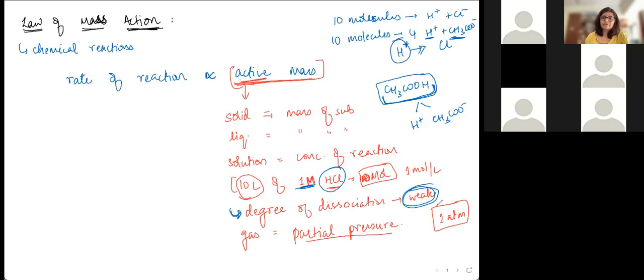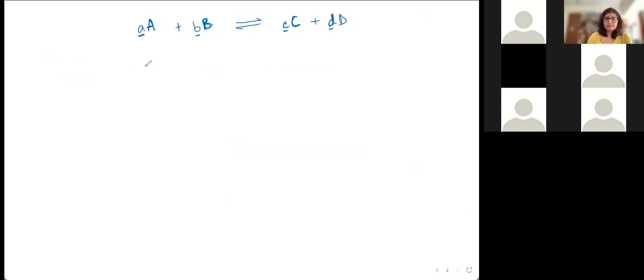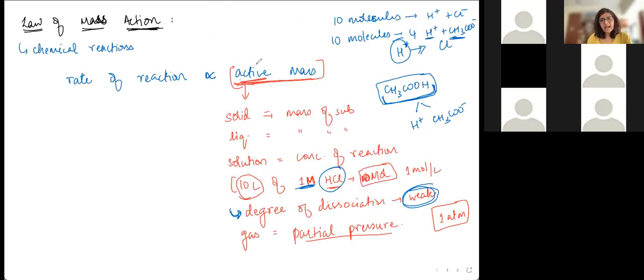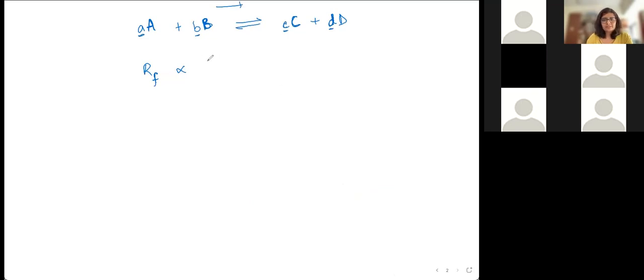According to the law of mass action, the rate of a reaction, if we consider the forward reaction in this direction, Rf will be directly proportional to the active mass. For simplicity's sake, let's consider the concentration itself. Concentration of A, and because B is also there, multiplied by the concentration of B.